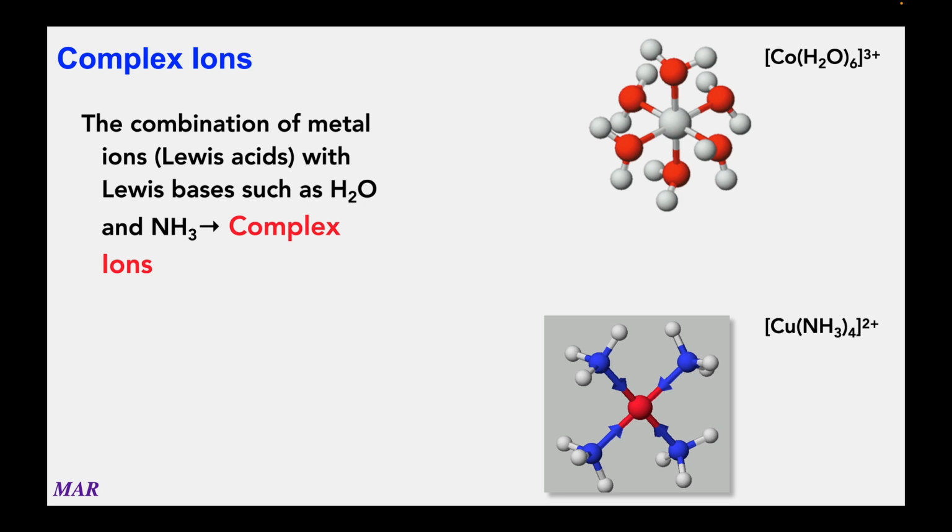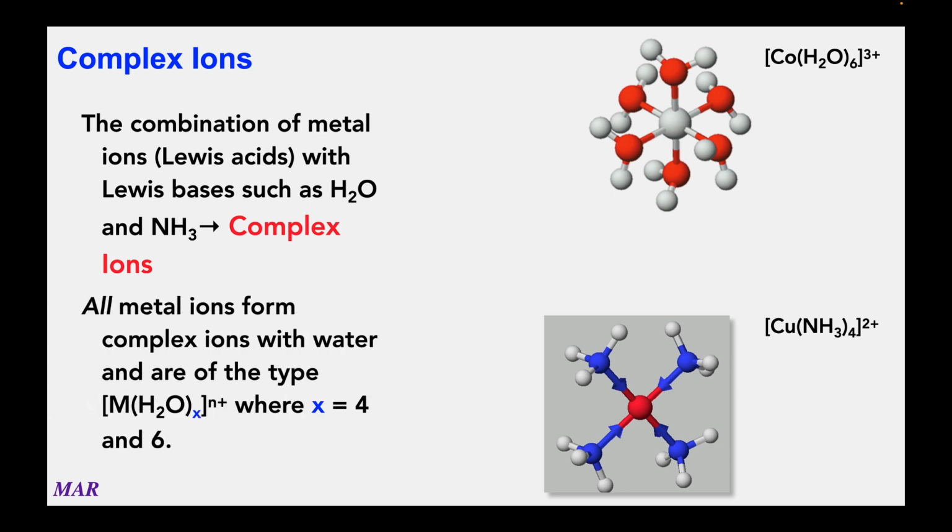In the lower corner there, you have a copper with 4 ammonias around it and a +2 charge. So that's also considered a complex ion. The ammonia is a Lewis base. It's pushing into the Lewis acid copper. You can see even the arrows on that diagram. The whole thing has a charge, so it's a complex ion. All the metal ions form complex ions with water. A lot of them have 6 waters, some have 4 waters, but they're going to have some kind of waters around them. Transition metals are great for making these complex ions, which can be both good and bad.